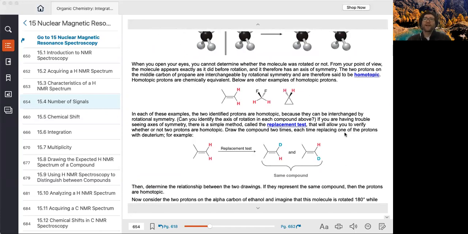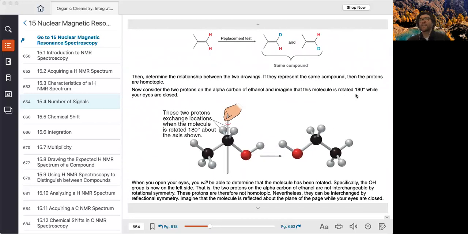One easy way to find out if two protons are homotopic or not is to do what's called a replacement test. You draw the molecule first, and then you draw the same molecule again, except this time, one of each proton is replaced by a deuterium atom. If that yields the same compound, meaning that you can turn this one over and make this one, then the two protons are said to be homotopic.